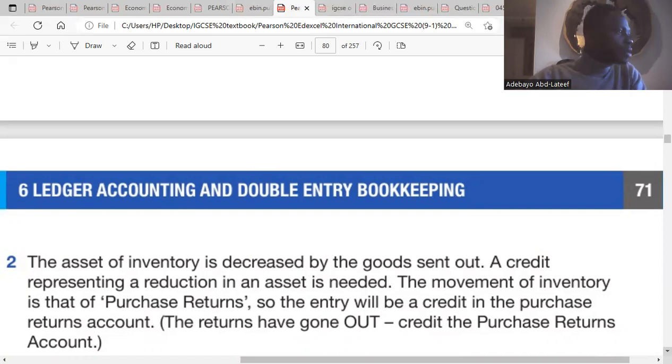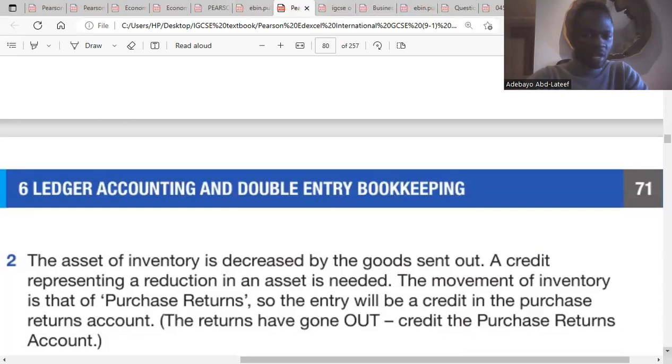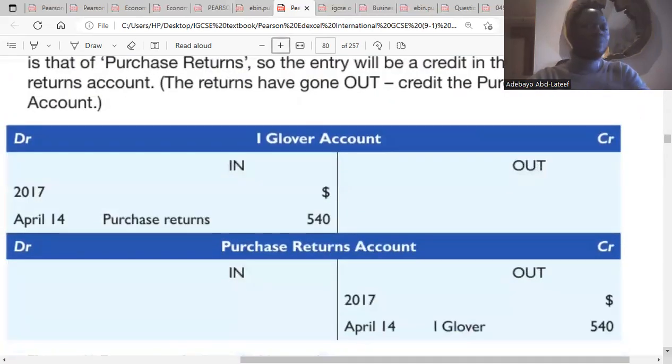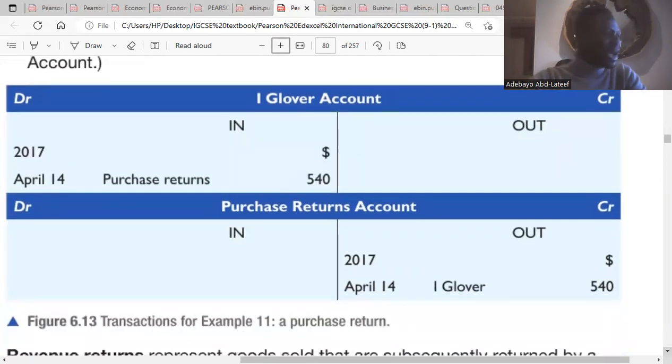So in iGlover's account, we have a debit balance because iGlover has received back the goods from us. Remember, iGlover's account was a credit before because it sold to us. It was out before. Now it's receiving. So it's in now. Then our purchases returns, because we are returning it to iGlover, will have a credit balance. So those are the two accounts that we have to open. iGlover's account will have the debit, which is in, for purchases returns. Then purchases returns will have a credit for iGlover account. And that's how we prepare the purchases returns account.